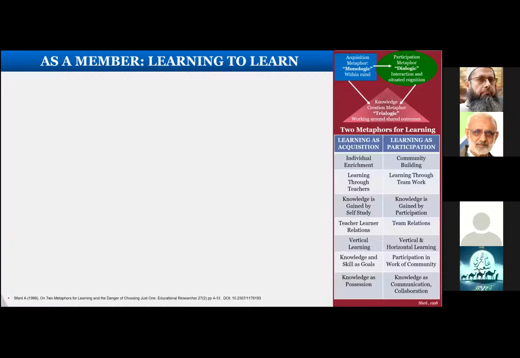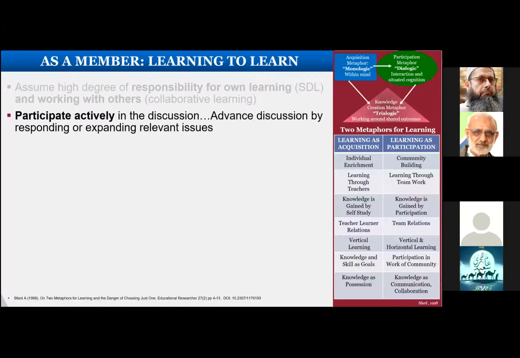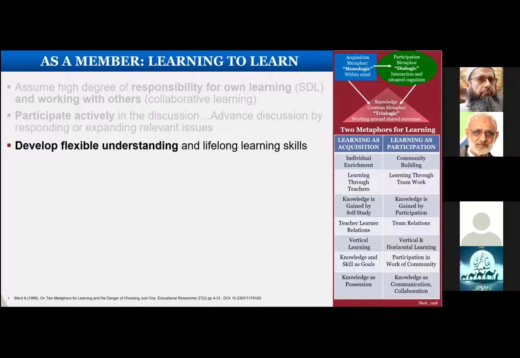As a member, learning to learn: assume a high degree of responsibility for your own learning through SDL, self-directed learning and student-centered learning, and working with others, collaborative learning. Participate actively in the discussion, advance discussion by responding or expanding on the relevant issues. Develop flexible understanding. You shouldn't stick to the point that the way you have understood it, maybe the other person is telling you a better explanation. So you should be flexible in understanding and in the lifelong learning skills.